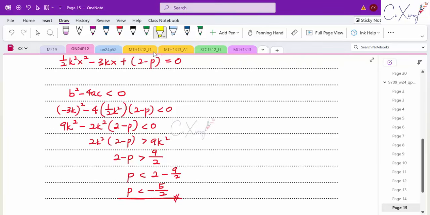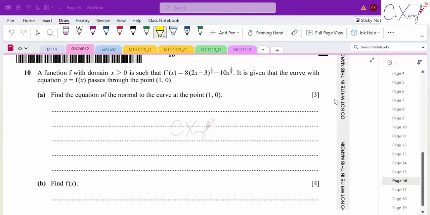Okay, so what is the meaning for this particular p here? As long as the p is smaller than negative 5 over 2, then basically the line and also the curve will not intersect with each other. Right, so this is how we solve question number 9.